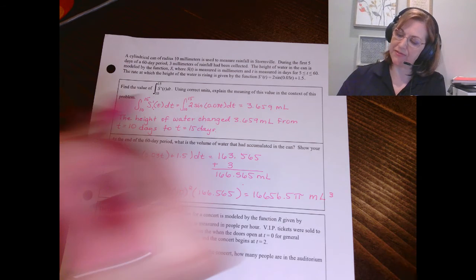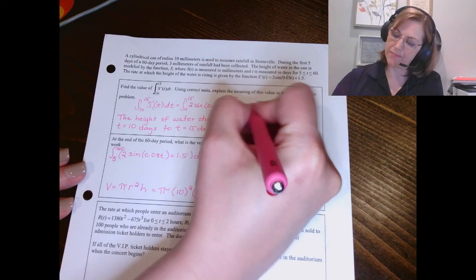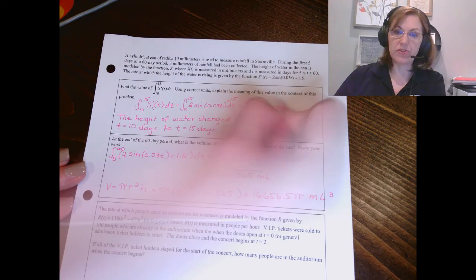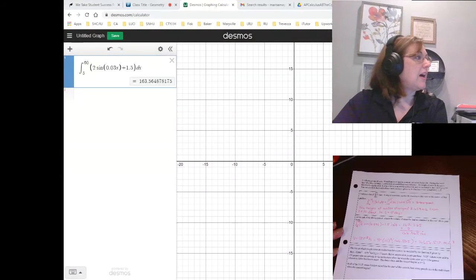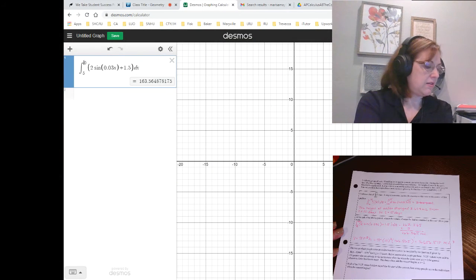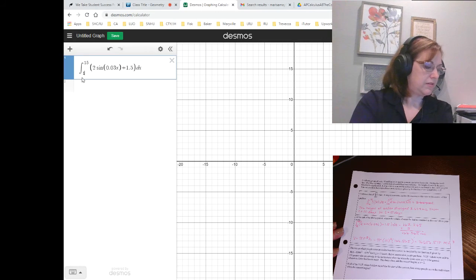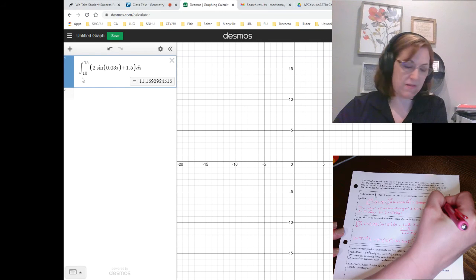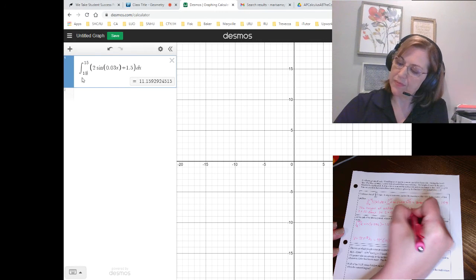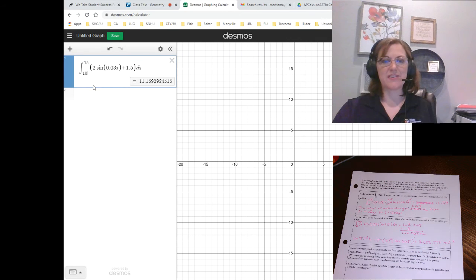Now I want to go back and fix this one in the first one because I left off a 1.5 there. So let me fix that. I'm going to switch this back to Desmos so you can see. I'm going to just do the bounds again now that I have the right integral. So there we go. So it's 11.159. Thank you for understanding on that one.